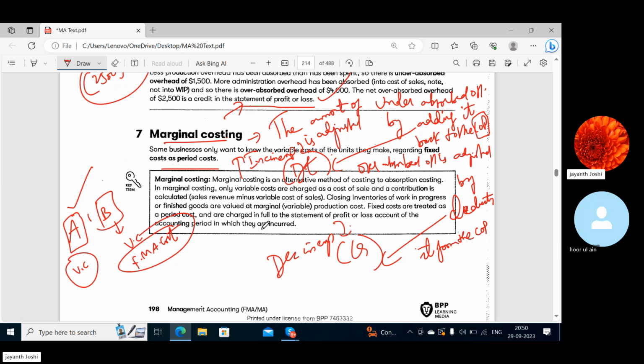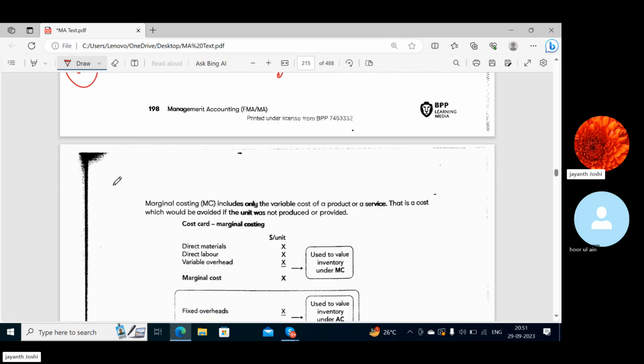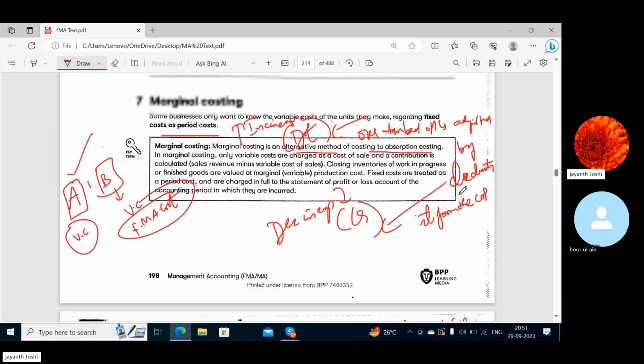The next topic we are going to study is marginal costing and absorption costing differences. So marginal costing is one of the methods of finding out the cost, and absorption costing is also one of the methods of finding out the cost of a product, but both the methods have different concepts. Okay, we'll see what kind of differences they have. So marginal costing is an alternative method of costing to absorption costing. So now you understood that there are two methods. One is absorption costing, one is marginal costing. These two are different methods, right? And marginal is the alternative method.